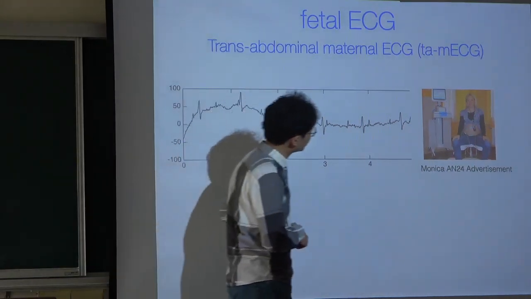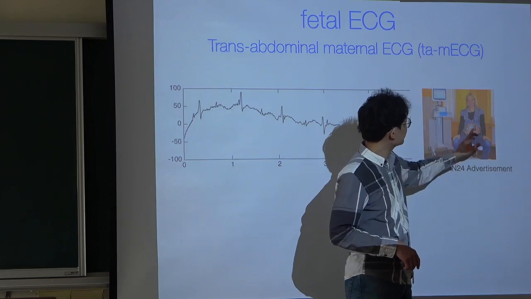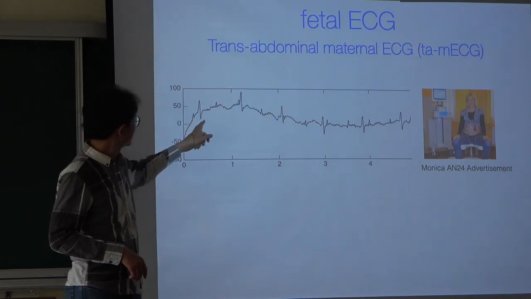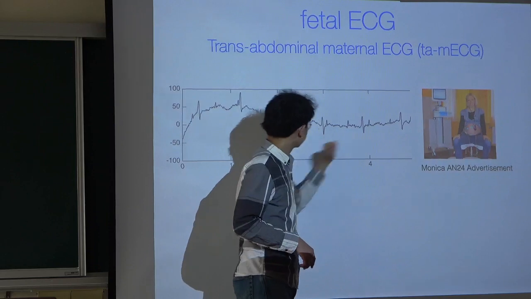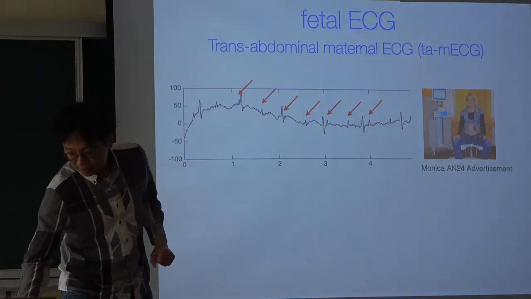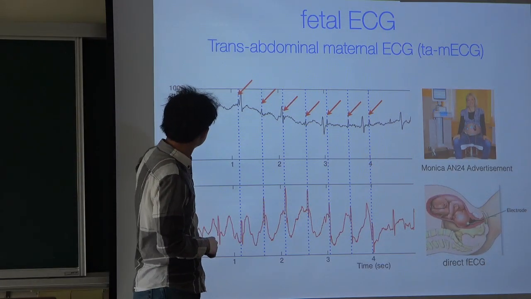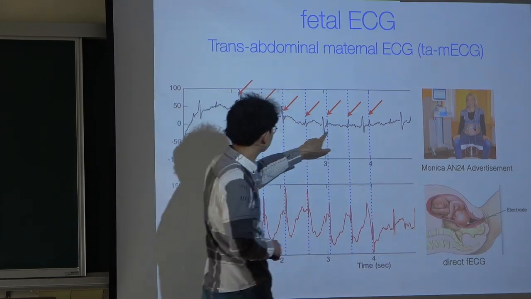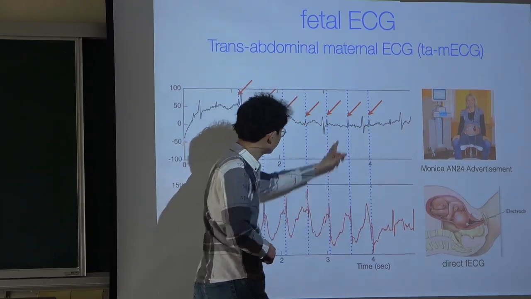What is done is you put an ECG, electrocardiogram, lead on a pregnant woman's abdomen and you record the ECG signal. And what you can see is there are some big spikes and some small spikes. Those small spikes are actually the fetal ECG. Those big spikes are associated with maternal heartbeats, and those small spikes are associated with fetal heartbeats.